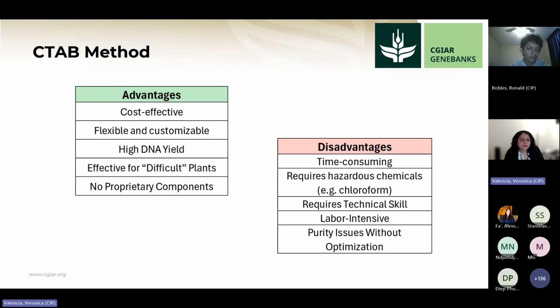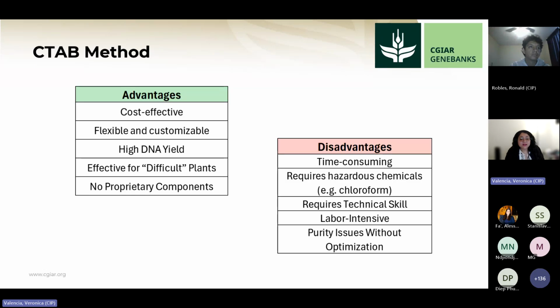You can have 1,000 nanograms per microliter very easily, and it is also effective for what we would call difficult plants. If you have many contaminants, you can adjust the method for those contaminants. And the other thing is that it doesn't have proprietary components. Many kits have them, they don't share how their kits work, and you cannot reproduce it. So it's also an advantage that they don't have proprietary components.